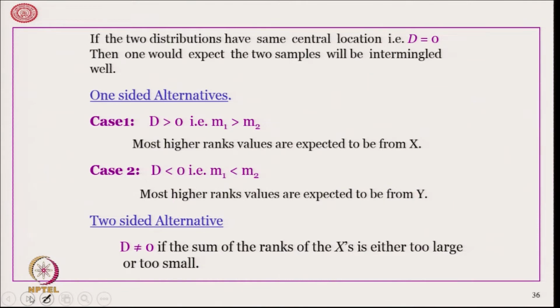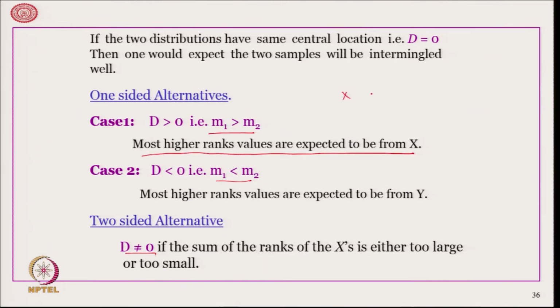Now, what are going to be the alternatives? D is greater than 0, that is m 1 is greater than m 2, as we have already discussed. D less than 0, that is m 1 is less than m 2, and d is not equal to 0, that is m 1 is not equal to m 2. Now, suppose m 1 is greater than m 2. When do we think that? Most higher rank values are expected to be from x.